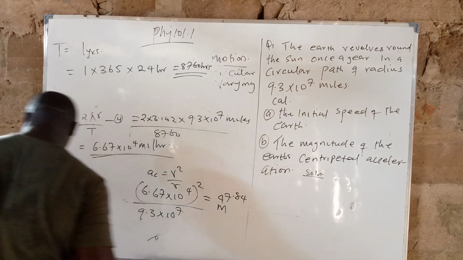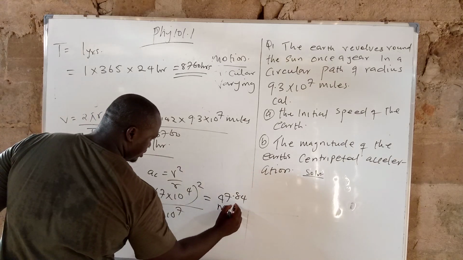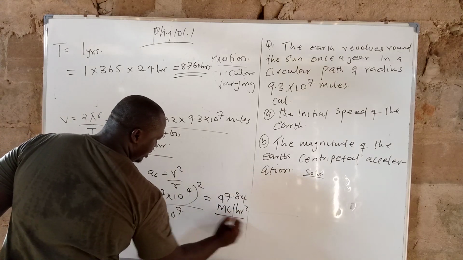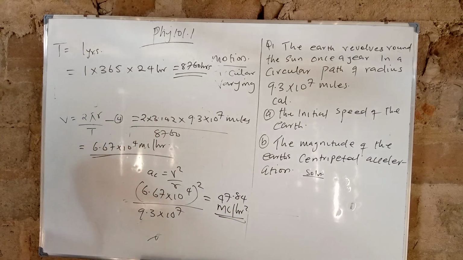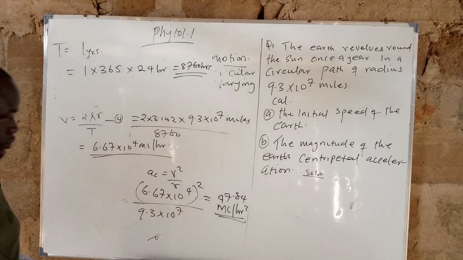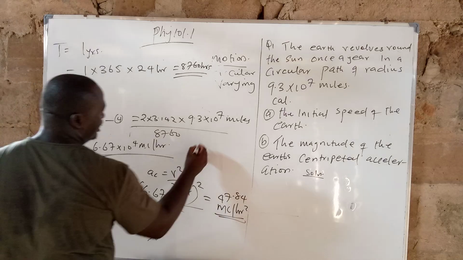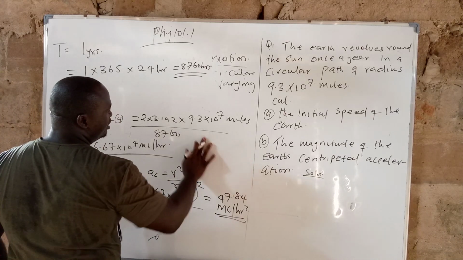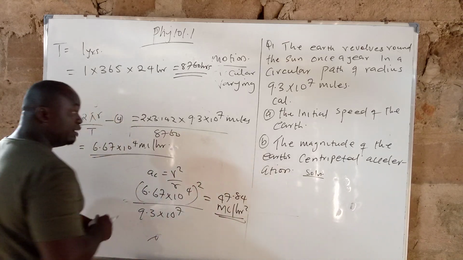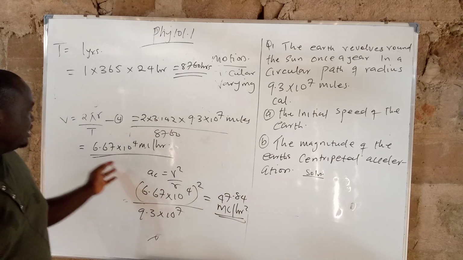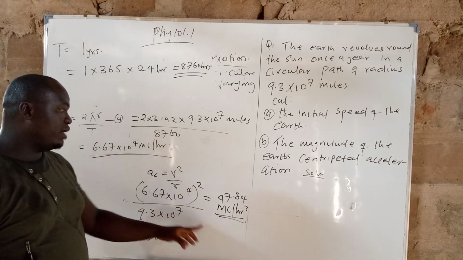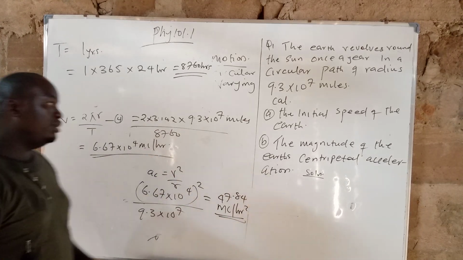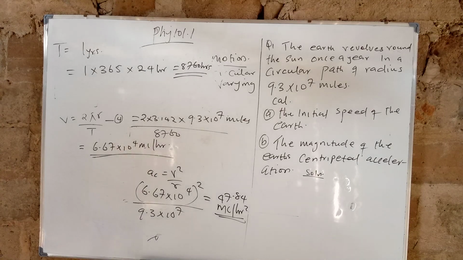47.84 miles per hour square. Remember, the SI unit of velocity is distance over time, which is meter per second. The SI unit of acceleration is meter per second square. So the same thing is happening here. This is mile per hour, while this one is mile per hour square. Please always note the SI unit while solving physics. Very important.